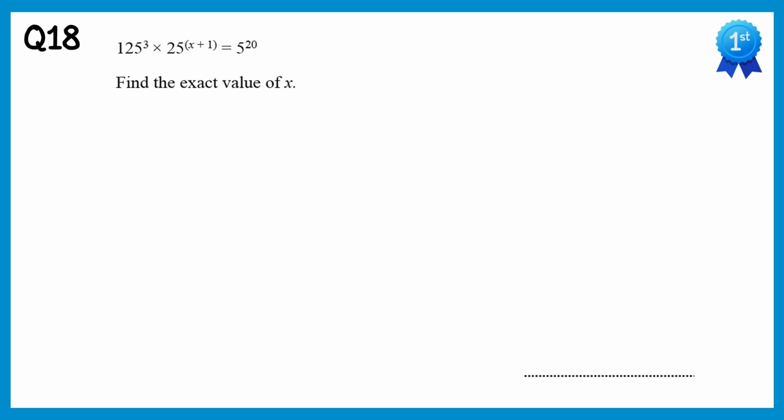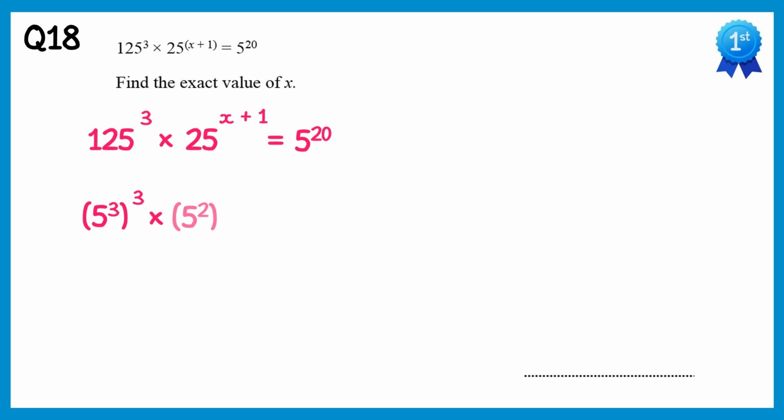For this question, we need to try and rewrite each of the parts as a power of 5. You should recognise 125 as being 5 cubed. So 125 cubed is the same as 5 cubed, cubed. 25 is the same as 5 squared, so we've got 5 squared to the power x plus 1, and the 5 to the 20 is already a power of 5.